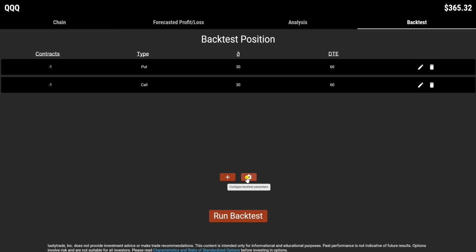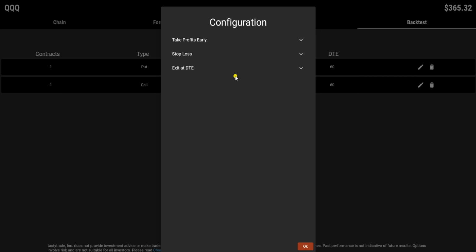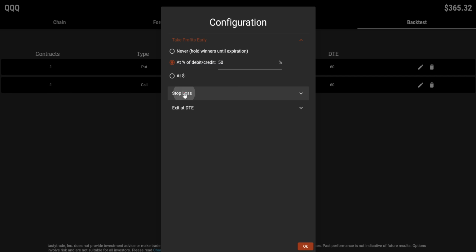I'm going to configure backtest parameters, and here you can choose to manage the trade how you want. So you can take profits early. You can either hold to expiration, take it at a % of debit credit, or at a certain credit number. So tastytrade does typically 50% for strangles, so I'll do that. Stop loss, you can put never, at a % debit credit, or at a particular dollar value.